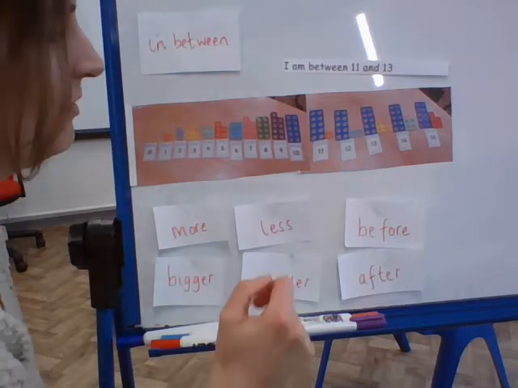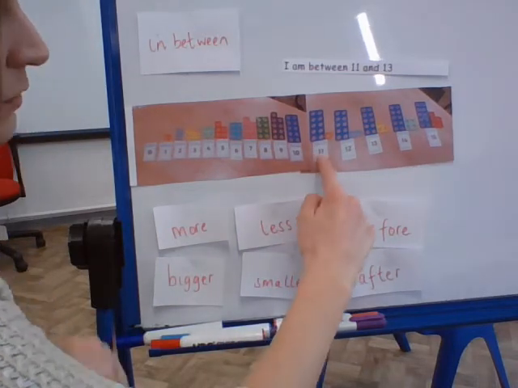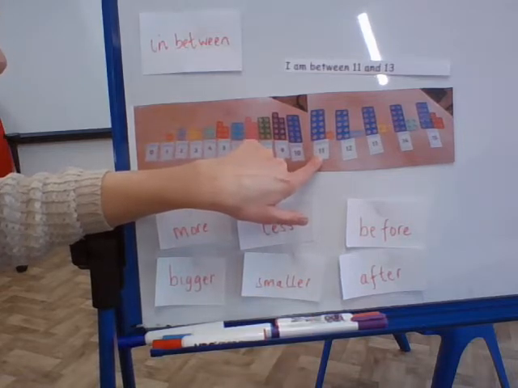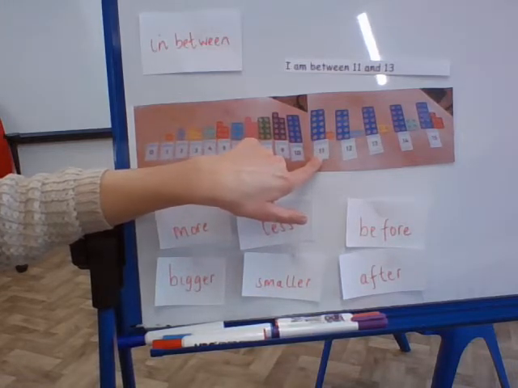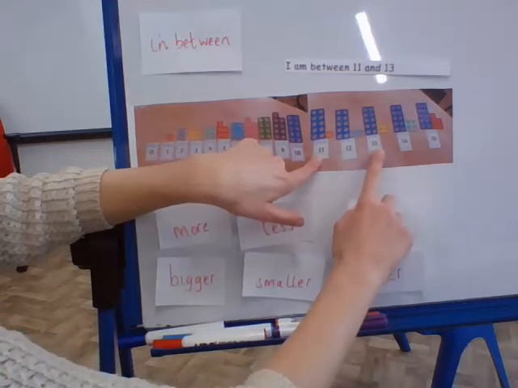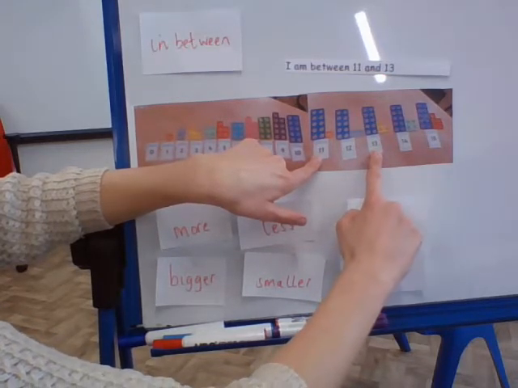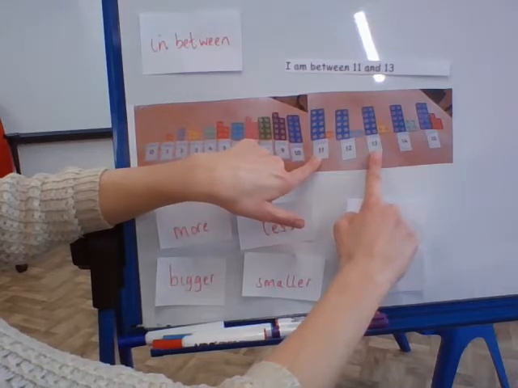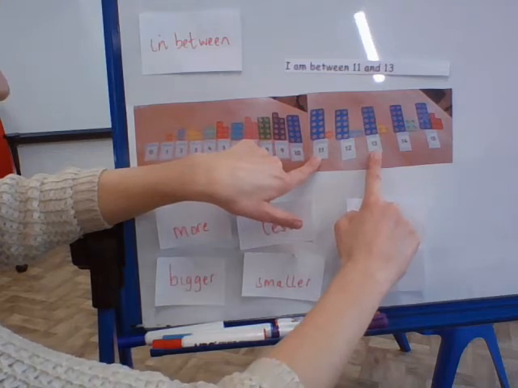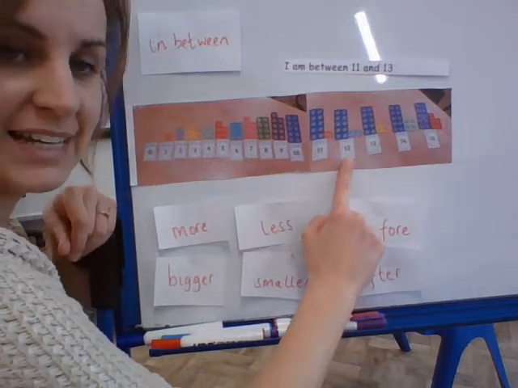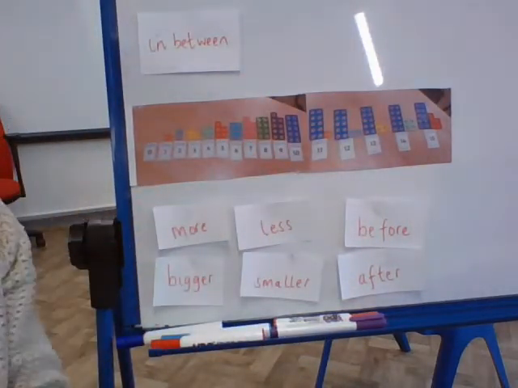So 11, well, I know 11 is a 1, 10 and a 1. It looks like that, a 1 and a 1 together. That's how we write 11. 13, oh, is that a tricky one? Can you remember what 13 looks like? That's right. It's written a 1 and a 3. There it is. Okay. So I am in between 11 and 13. So which number is in between, reception? Which number's in the middle? That's right, 12. Fantastic. Goodness gracious me, reception.